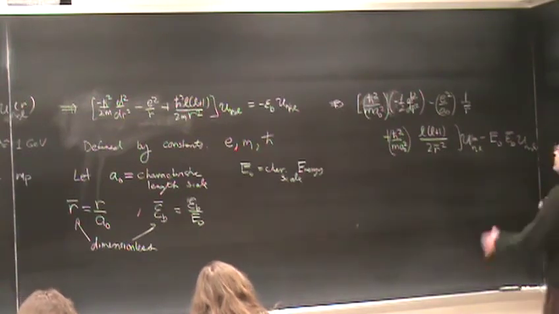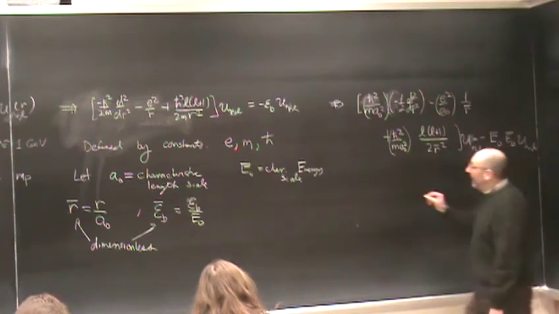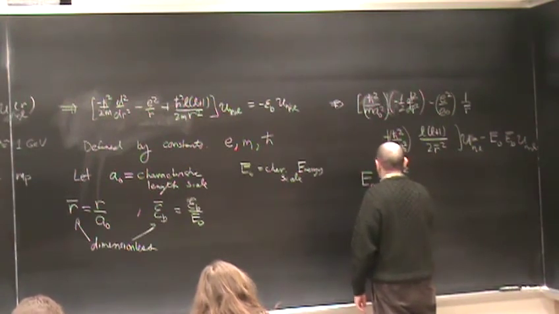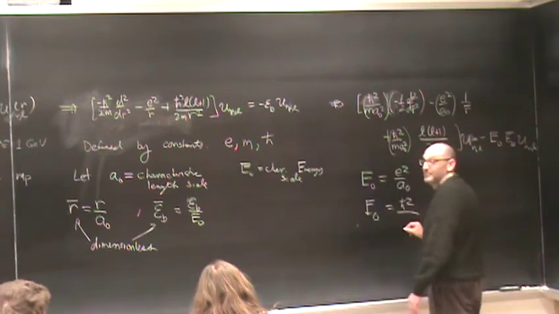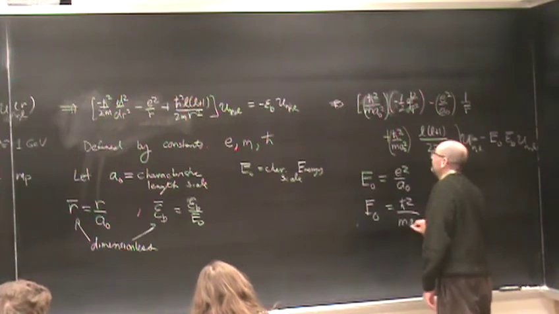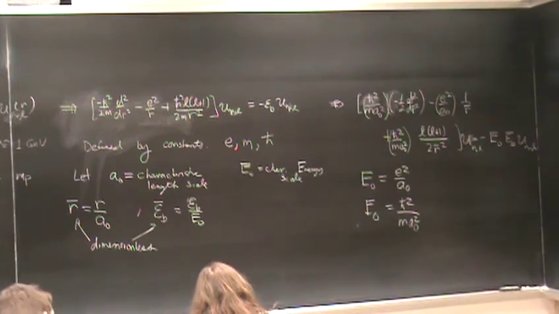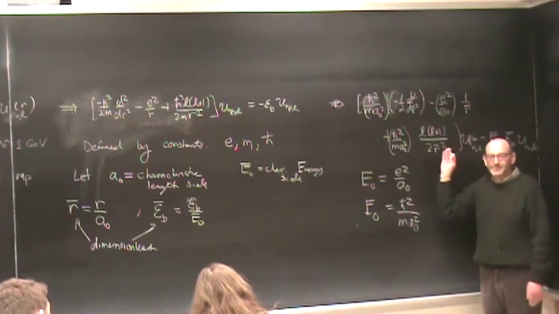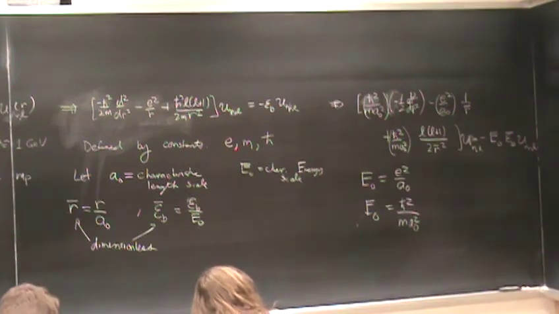And I can make everything easily dimensionless by choosing E naught to be both equal to this and equal to this. It's two equations, two unknowns. I have to solve for A naught and E naught. And by choosing those equal, dividing everything by E naught and making all these coefficients 1, then I got rid of all the units.